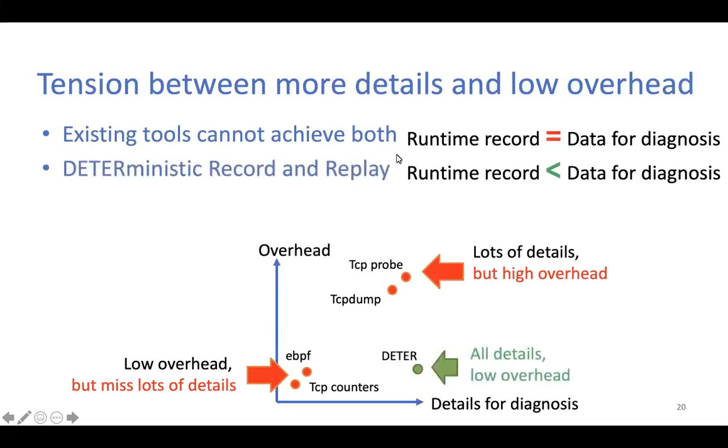And this is what we built, called DETER. We introduce deterministic replay so that at runtime, we only record a very small set of data. And when a problem happens, we can replay to reproduce all the details.